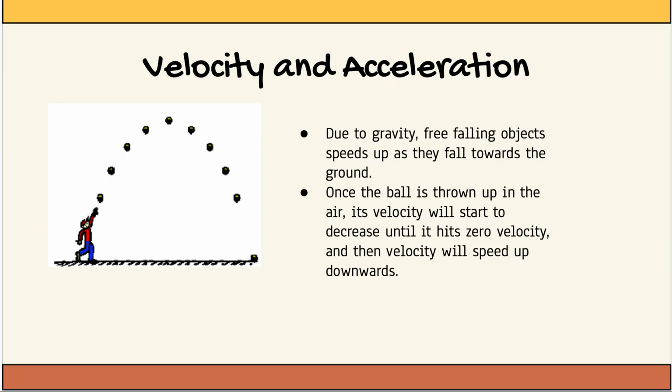So, velocity and acceleration. Due to gravity, any free-falling object, in this case a ball in this experiment, tends to speed up as it falls towards the ground. Once a ball is thrown up in the air, its velocity will start to decrease until it hits zero velocity. The velocity then will start to speed up downward while the acceleration will remain constant, and the acceleration is under the influence of gravity, which has a constant value of 9.81 meters per second squared.